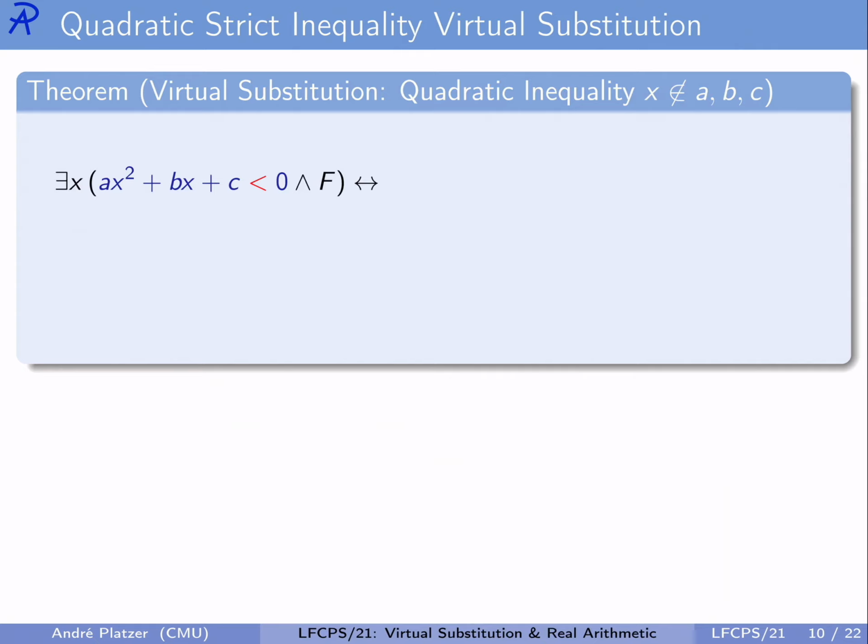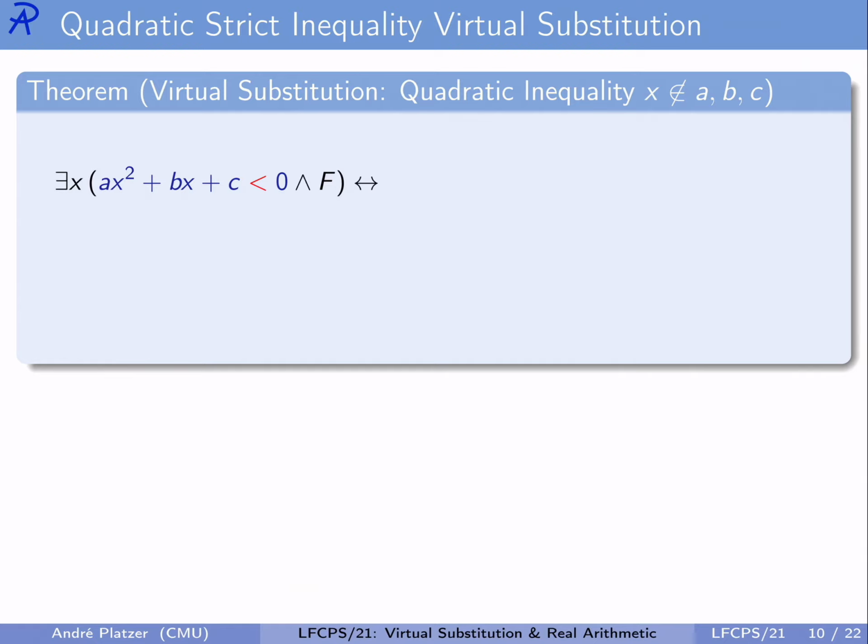Now, okay, that was cool, but now let's look at quadratic inequalities that are strict. Ax squared plus bx plus c is less than 0, and some other conditions F. When does such an x exist? Well, it's a quadratic polynomial. We know the roots of the quadratic polynomial. We even know that the roots are 1 or 2 or maybe 0, depending on whether the polynomial has actually linear behavior, so a is 0, or whether it has proper quadratic behavior, and then the discriminant tells you whether the quadratic solutions exist or don't.